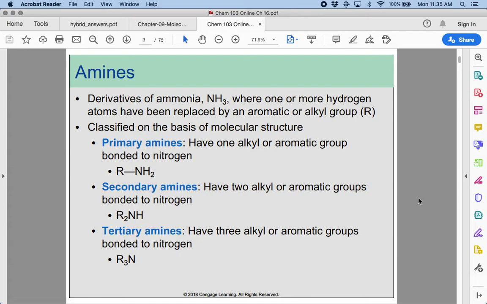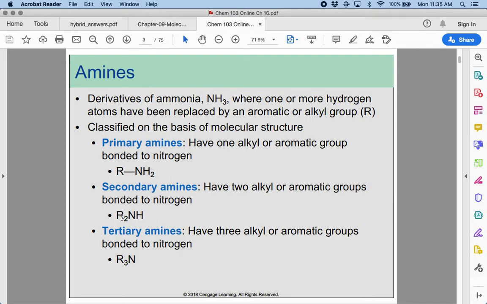So the first thing we need to talk about so far with amines is that they are derivatives of ammonia, so the compound NH3. And just like we had with our alcohols, where we had primary, secondary, and tertiary alcohols, we can have primary, secondary, and tertiary amines. What we're looking at here is how many different R groups are around that nitrogen. So a primary amine has one R group or two hydrogens.